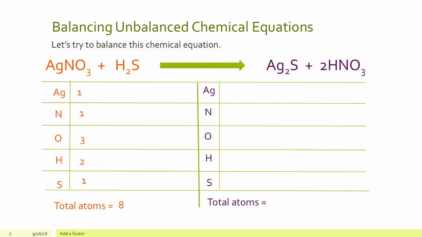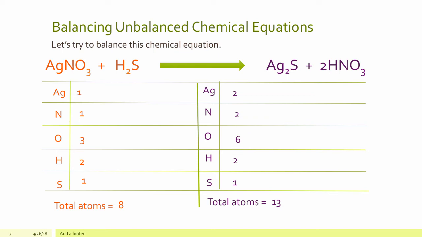After you total your atoms, we have a total of 8 atoms on our reactants. Do the same for your product. I have 2 Ag's, 2 N's, 6 O's, 2 H, and 1 S, giving me a total of 13. So the total number of atoms on my product and reactant side don't match. After the chemical reaction had occurred, I had gained a bunch of atoms, which, because of the law of conservation of mass, shouldn't be happening.